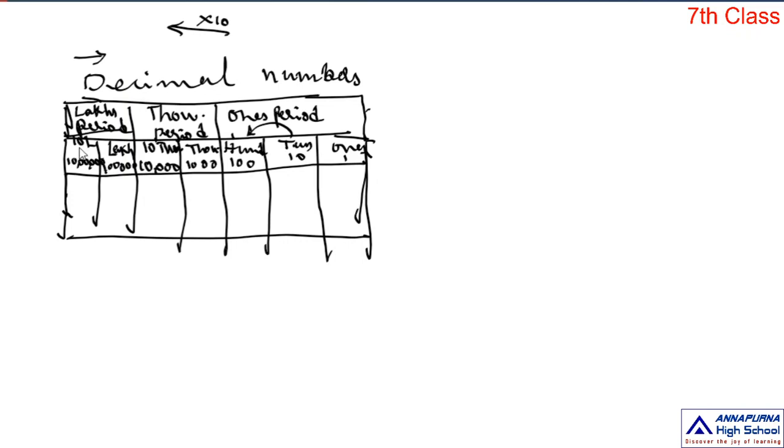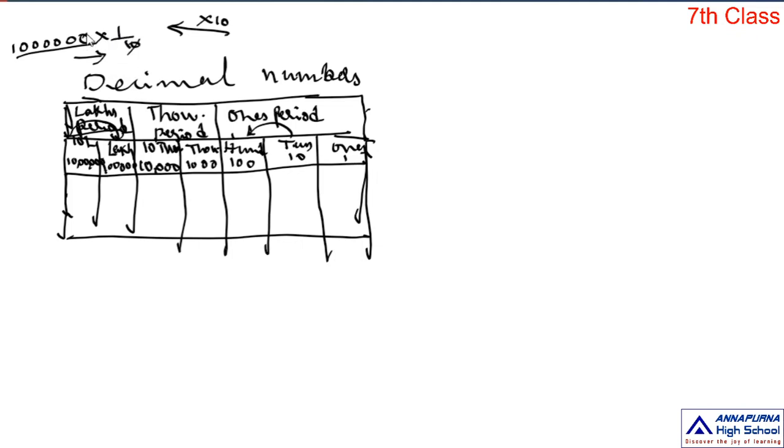Take this place, 10 lakhs. If you move from 10 lakhs towards the right, what happens? This 10 lakhs becomes lakh. That means if we move towards right, the place value is one-tenth of its previous value. The previous one is 10 lakh. If you multiply this 10 lakh by 1 by 10, what happens?